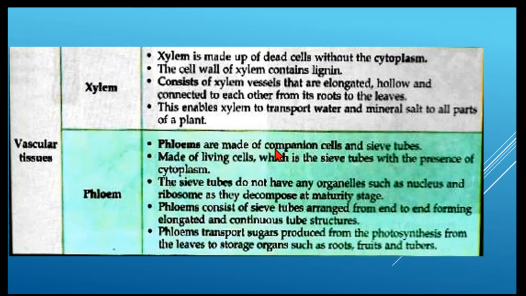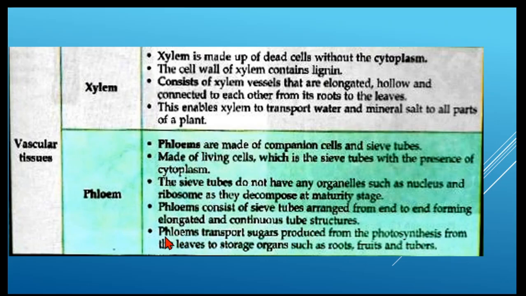Phloem, made up of companion cells and sieve tubes. Living cells, it consists of living cells. The sieve tubes, with the presence of cytoplasm. This one has no cytoplasm, here there is cytoplasm. So sieve tubes do not have organelles such as nucleus and ribosome, and they decompose at maturity stage. Phloem consists of sieve tubes arranged from end to end, forming elongated and continuous tube structures.